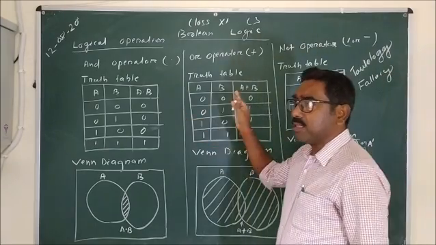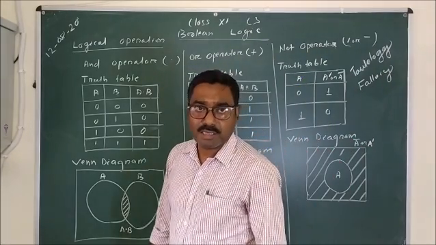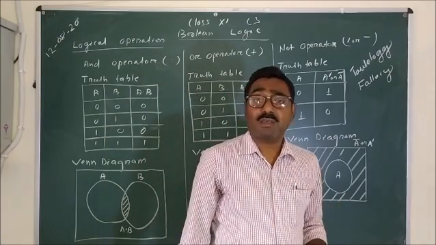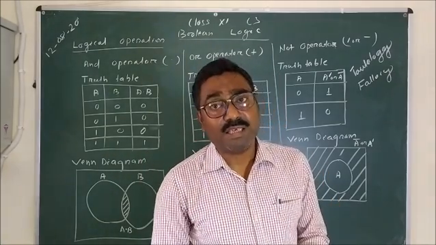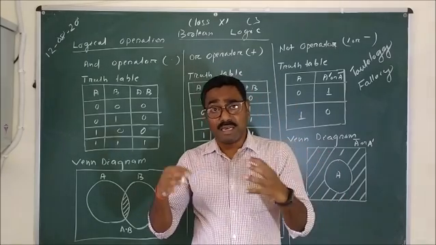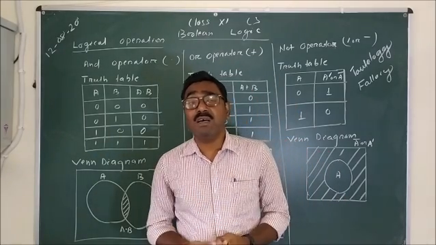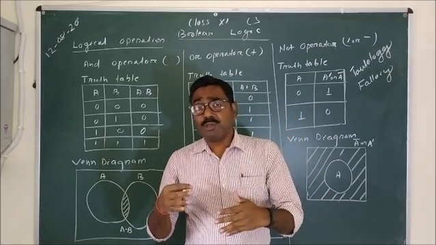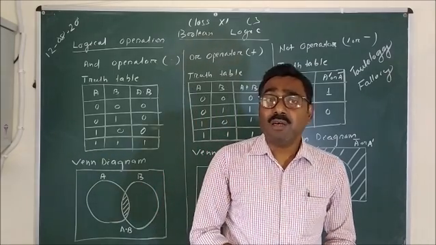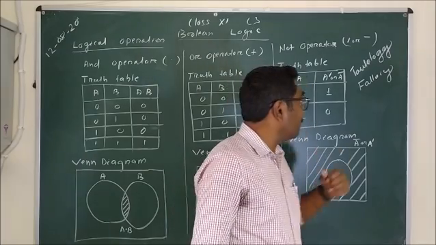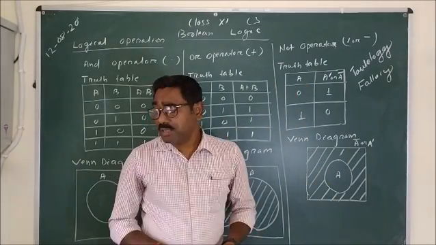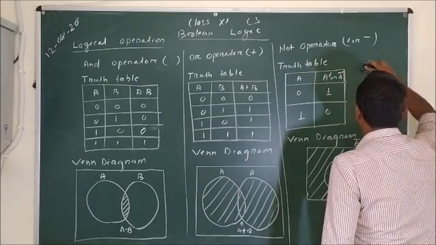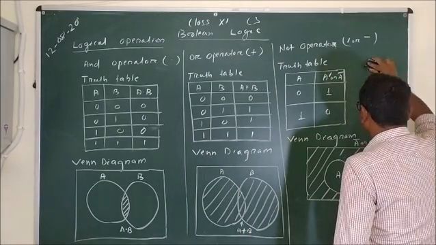Unlike the AND operator and OR operator, the NOT operator is executed or processed over a single value, and it is used to negate a value, or to complement a value, or to change or reverse a value. That is the NOT operator. Reversing the value means, if we are passing 1, then we'll get 0.